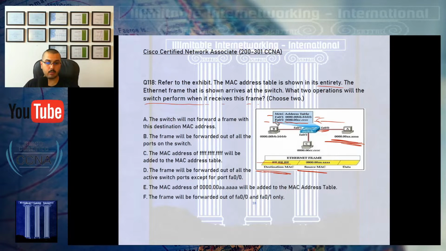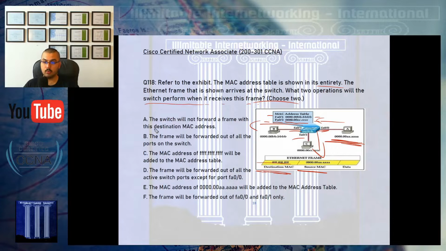And behavior number two, just before I read those, this is logical behavior. Behavior number two for the switch is that flooding will happen. So this frame will be flooded out of 01 and 02, not out of 00, because it was received from FastEthernet 00, but will be flooded to these two interfaces. So let's see the possibilities, 6 possibilities.